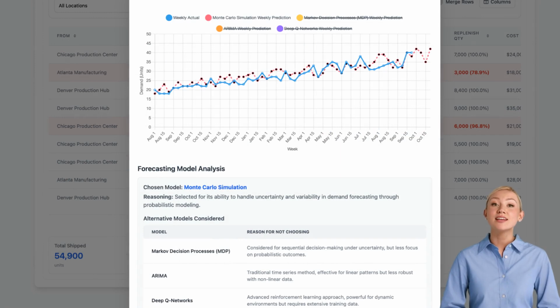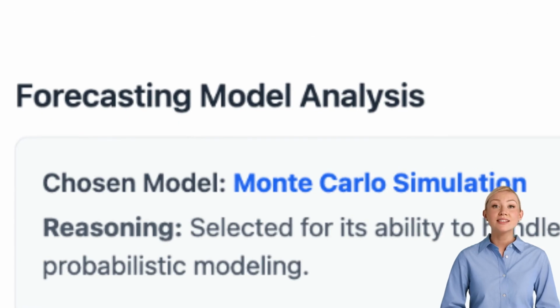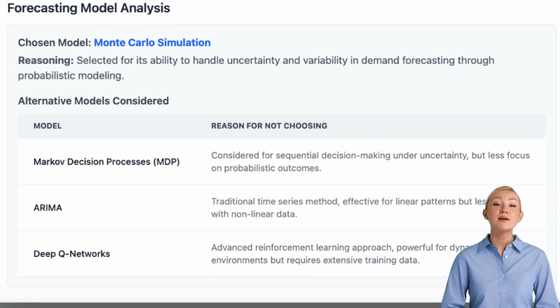Based on the historical data fed into the model, the system chooses the best model for prediction, as well as the best time granularity. In this case, the chosen model is Monte Carlo simulation, in an attempt to get the best correlation to the actual demand. The system transparently shows the reasons why each model was not chosen, providing insight into its decision-making process.